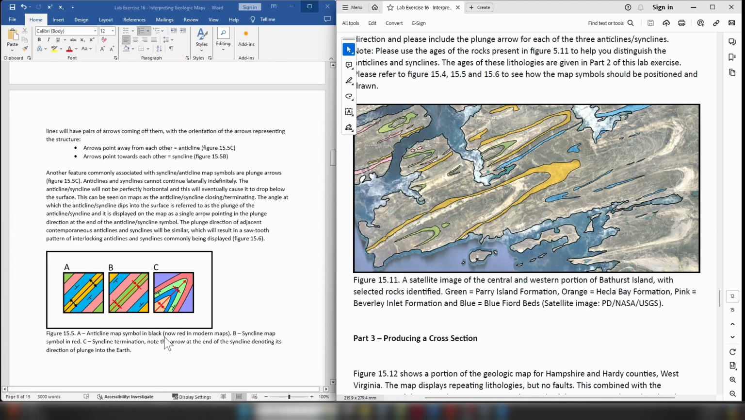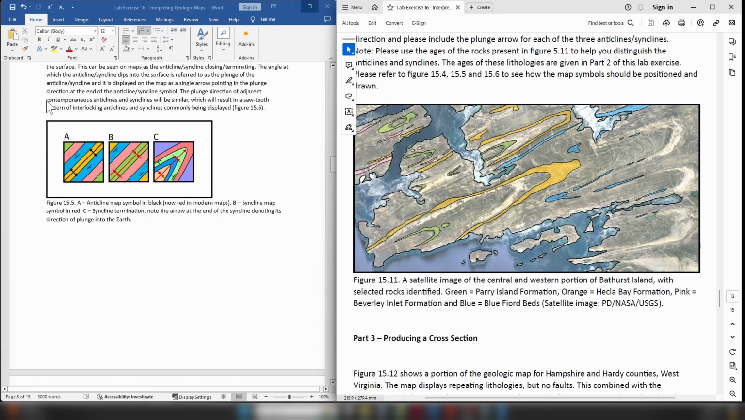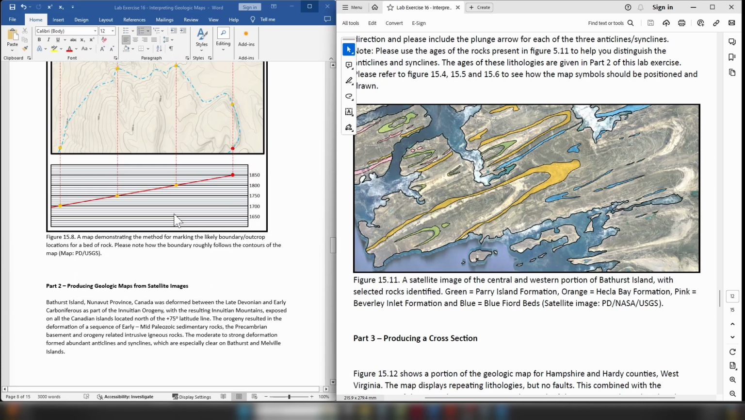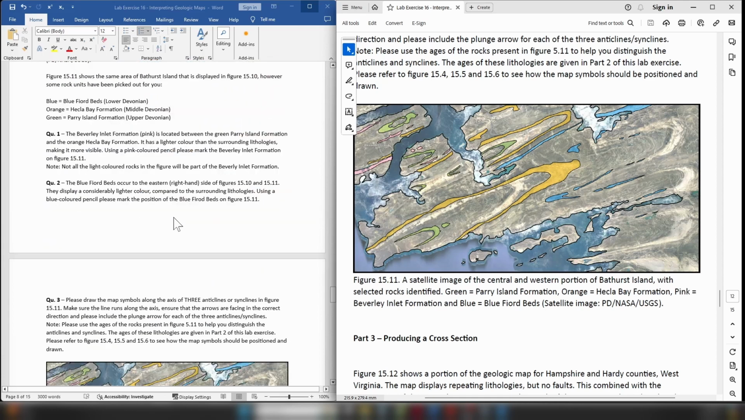So that's going to require you to return to these diagrams right here. And obviously we have the map symbol for an anticline and the map symbol for a syncline. So you're going to use the correct map symbol to say, right, this feature is an anticline or syncline. And once you've drawn the axial trace showing where the anticline or syncline is going, you're then going to add the arrows coming off that line or going towards that line to tell me whether it's an anticline or a syncline.